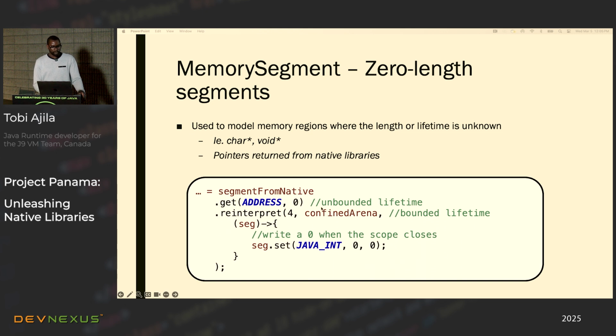So when you get the segment, it's unbounded initially. And when you reinterpret it, you can bind it to an arena. And the last parameter here is it takes a callback that allows you to run some code once you exit the confines of the arena.